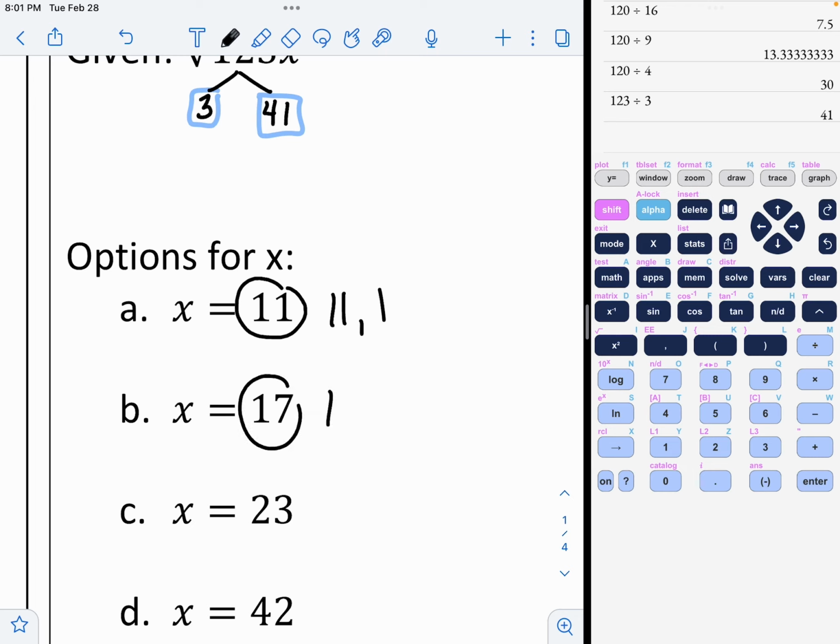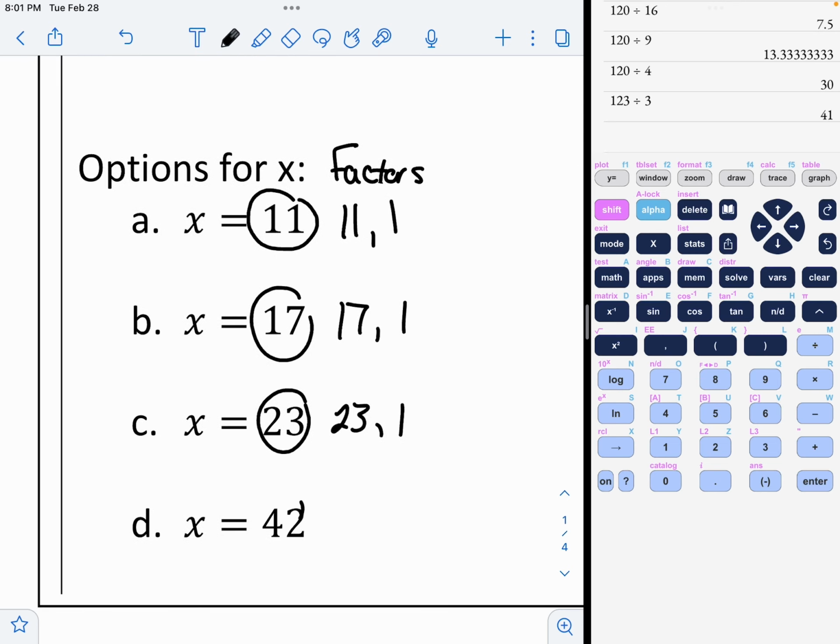What are factors of 17? Just 17 and 1. So look, I'm finding factors. What are factors of 23? Well, just 23 and 1, because those are prime. What are factors of 42? Oh dear, there's a lot of them, right? So let's think.